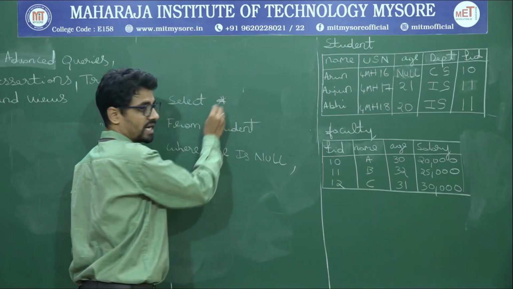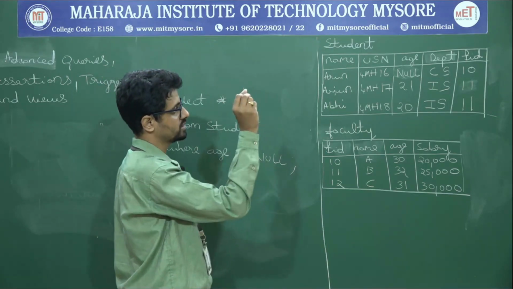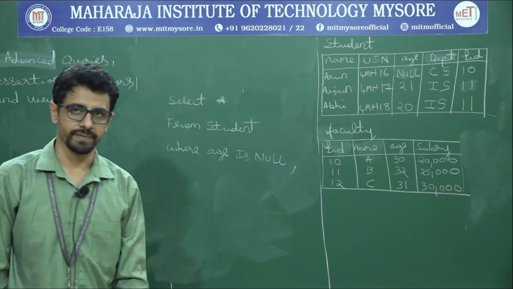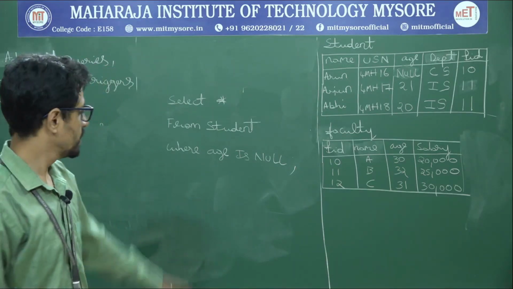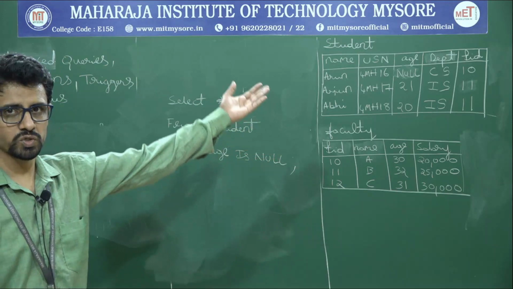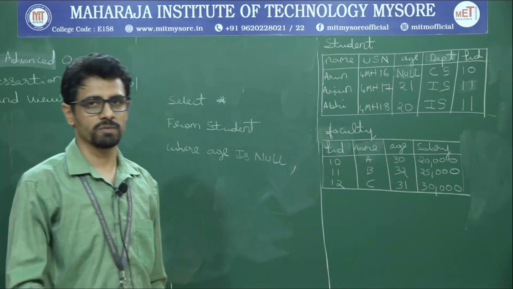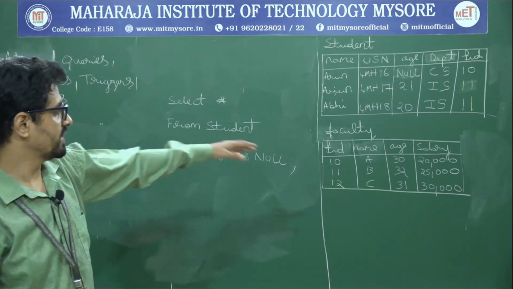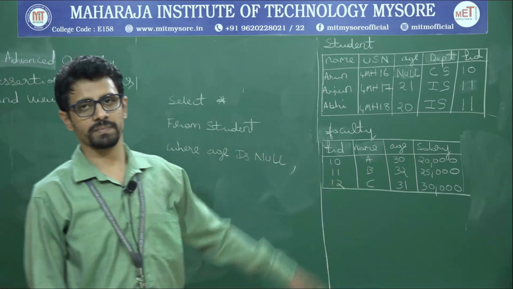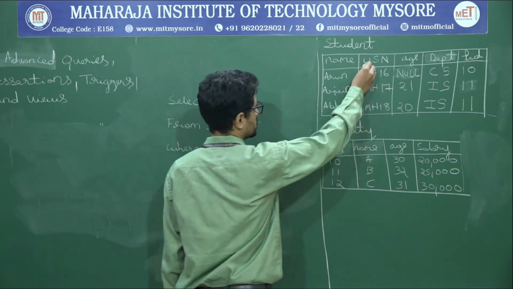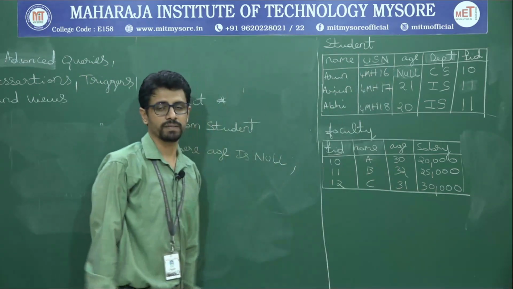I am giving star, so it will print name, USN, department and age, as well as the faculty ID. Okay, so this is a simple example I have taken, a student and a faculty table, where students are taught by faculty. So FID is the foreign key in the student table and FID is the primary key in the faculty table, and USN is the primary key in the student table.